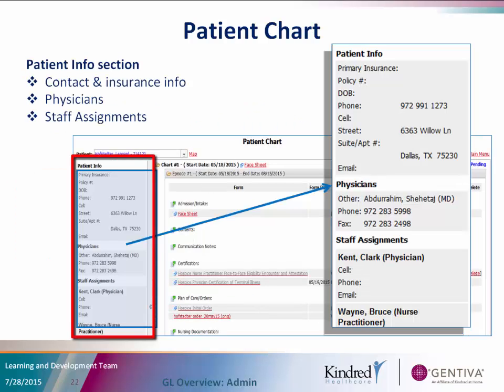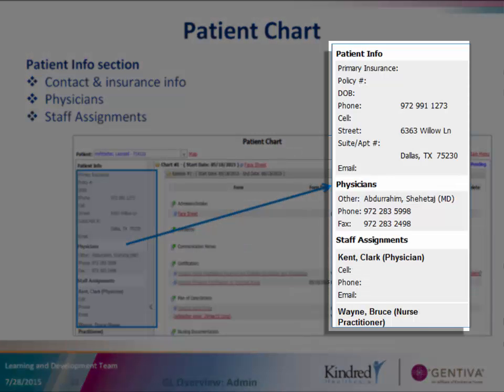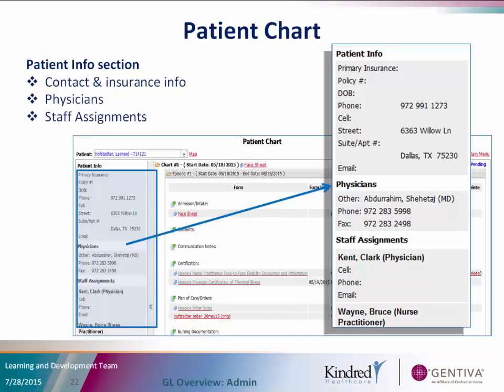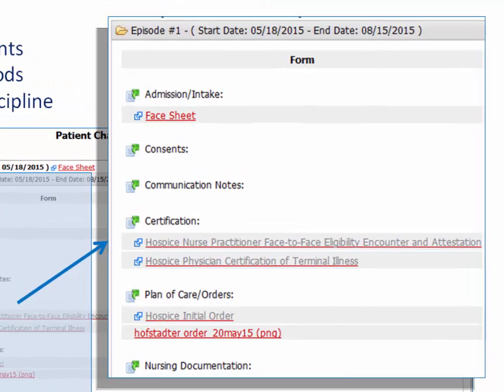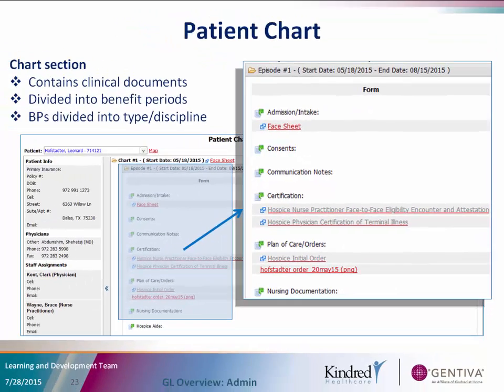The Patient Info section on the left side contains patient contact and insurance information, displays physicians associated with the patient and their contact details, and lists all the IDG team members who have been assigned to the patient. The chart section on the right is divided into benefit periods which contain clinical documents that are sorted by discipline and date. These document titles are hyperlinks that allow you to open them to review, edit, and/or print.